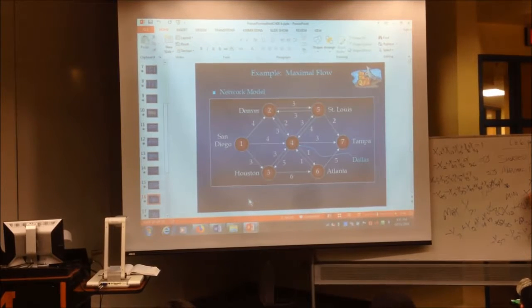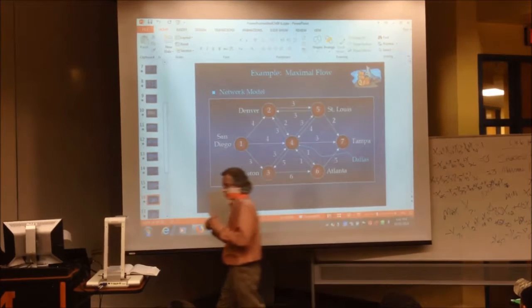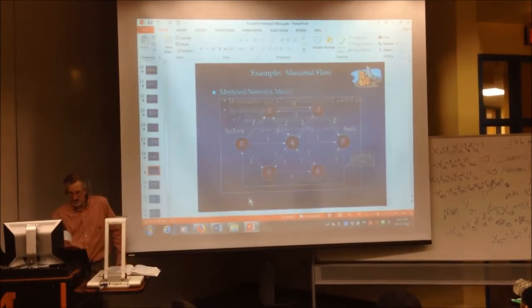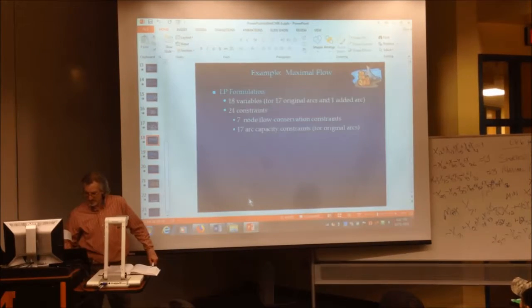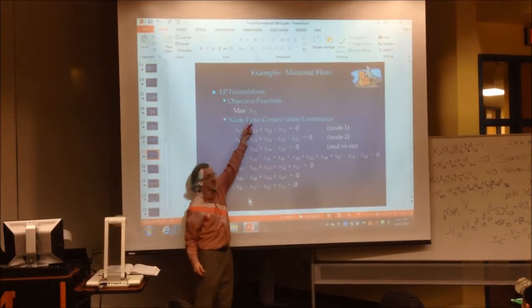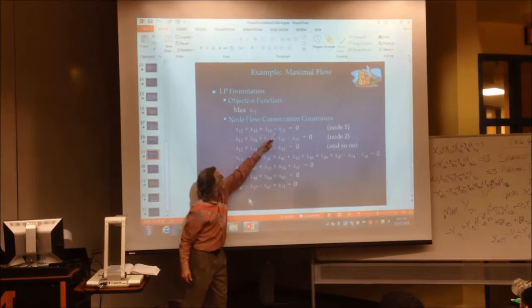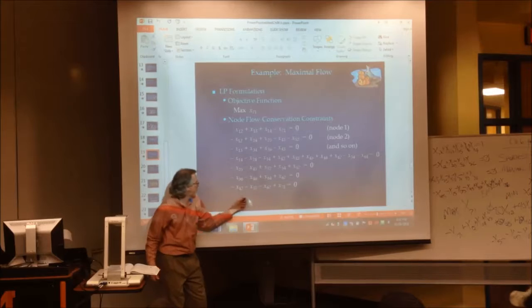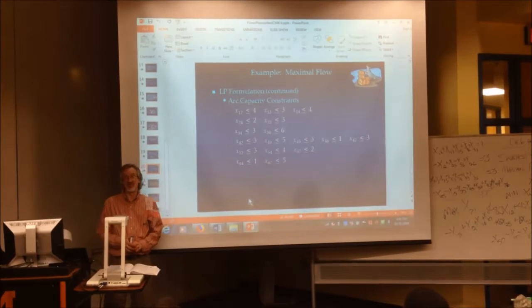Anybody? 4, 6 is less than or equal to 1. That's it. You're going to have 17 of those for every arc that has a number on it. And it looks like, yeah, hey, let's look at that. Right there, there's our objective function, just that arc we drew. Here's all the nodes, both negative and positive for every one of them. And then here's all the arc constraints.